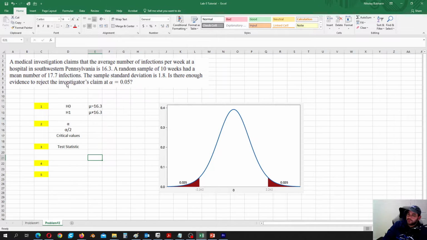Nefarious to reject investigators' claim. So in this case, we put this as a claim. Yeah, so this is a claim. So this is our H0.